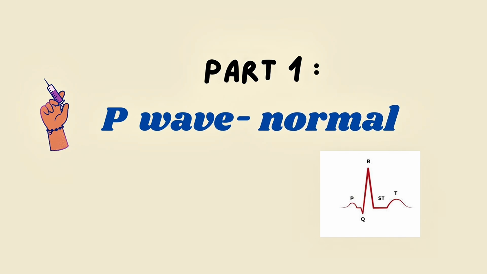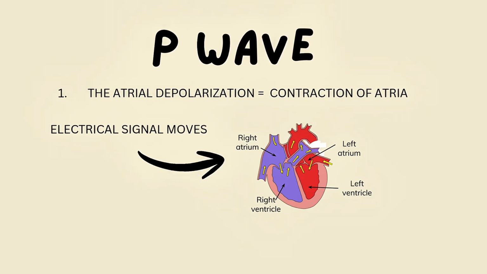Part 1, the P wave. The P wave represents the normal atrial depolarization. This means that the electrical signals are moving through the right atrium and left atrium, causing the atria to contract. The atria are thin, that's why the electrical activity they produce is quite small.